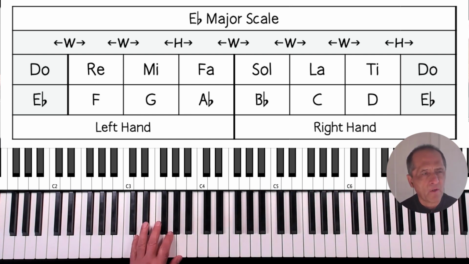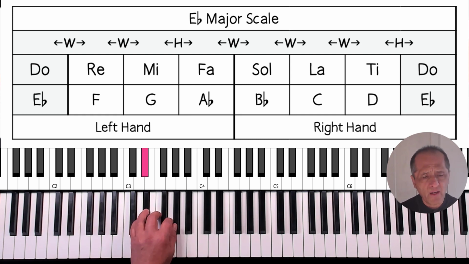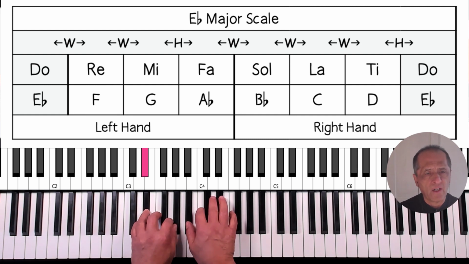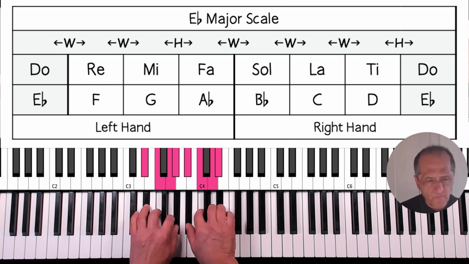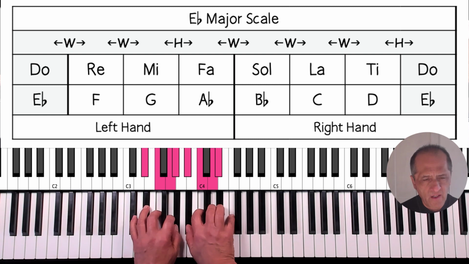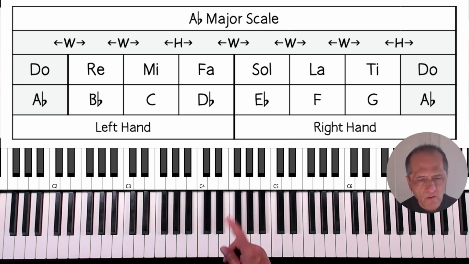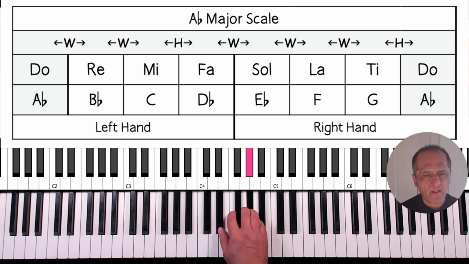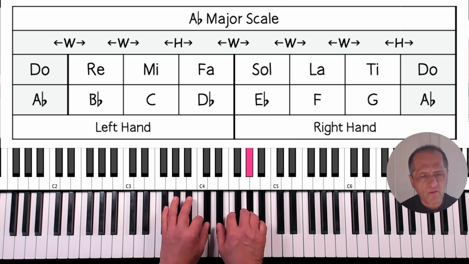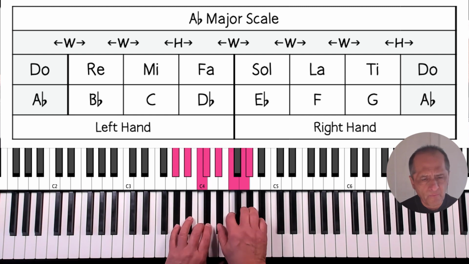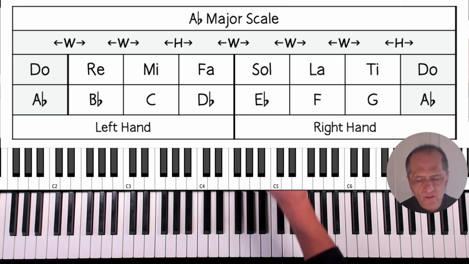With our body. Okay, we're going to do E flat, but ascending. Do, re, mi, fa, right hand, sol, la, ti, do, together. Okay, we play and we rest. Now we're going to go to A flat and descending. Do, ti, la, sol, left hand, fa, mi, re, do, and together.